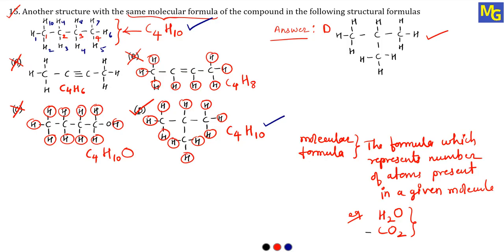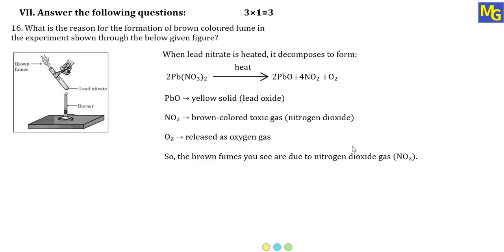Now we'll move on to the next question. Now we are going to start with Roman number 7. Answer the following questions. Here we have to answer 3 questions. Each question carries 1 mark. So in total we are going to get 3 marks from this section. Question number 16 we will start.